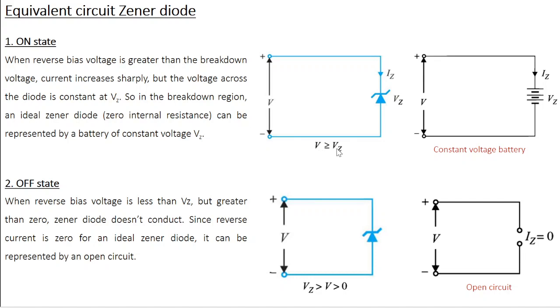So if V is greater than Vz, the Zener diode is in the on state. It works like a battery of constant voltage. If V is less than Vz but greater than 0, then the Zener diode operates in the off state, where it is as good as an open circuit.